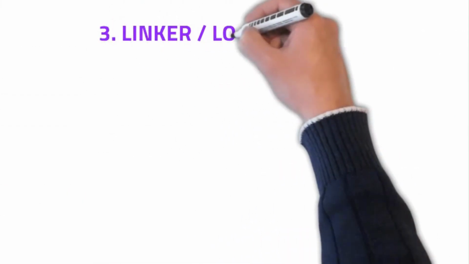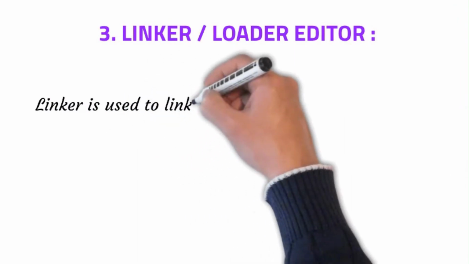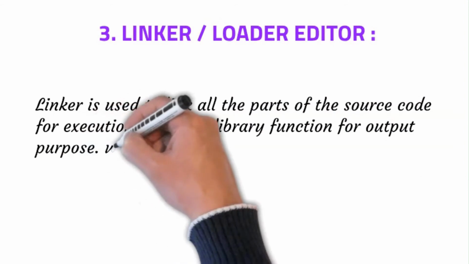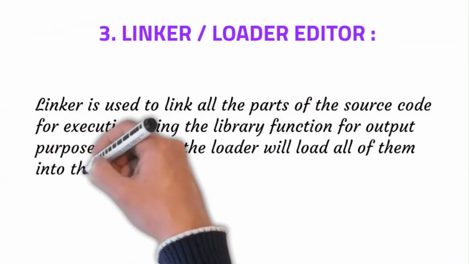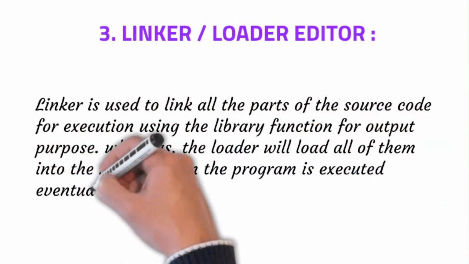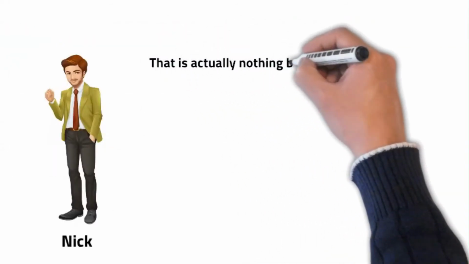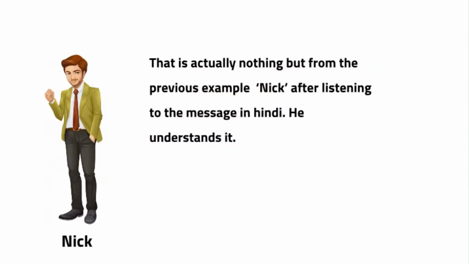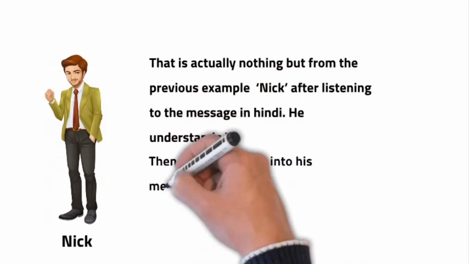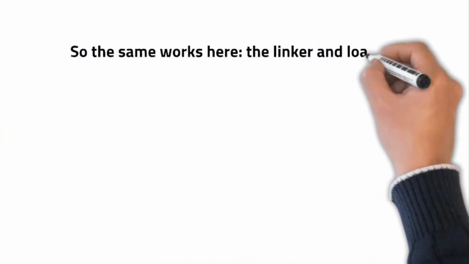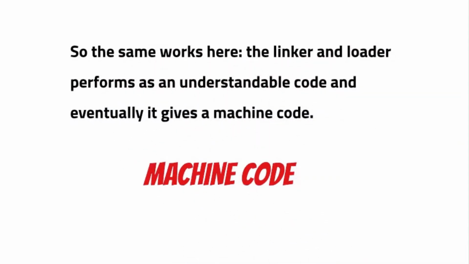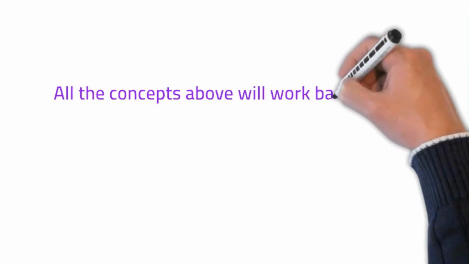3. Linker/loader editor. The linker is used to link all the parts of the source code for execution using the library functions for output purposes, whereas the loader will load all of them into the memory, and then the program is executed eventually. That is actually nothing but, from the previous example, Nick, after listening to the message in Hindi, understands it. Then after that, it goes into his memory and he understands that message. The same works here: the linker and loader produce understandable code and eventually give machine code. All the concepts above work based on the translator only.